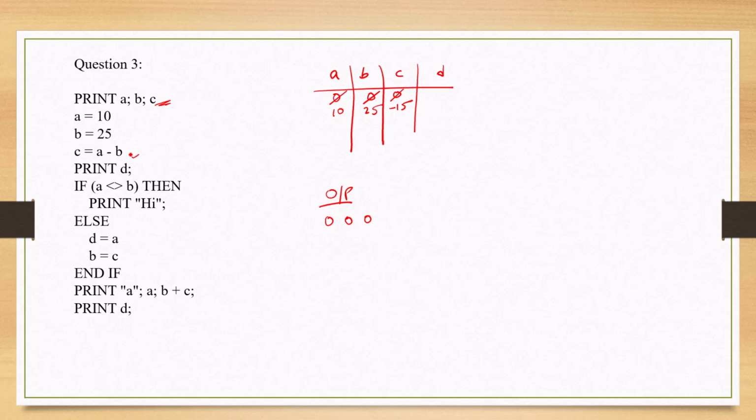Till this it is done. Now we have print D. So print D will print the value of D again, which is not given, so 0. 0 will print in the second line. Now the cursor will not change because there is a semicolon after the print D, right?